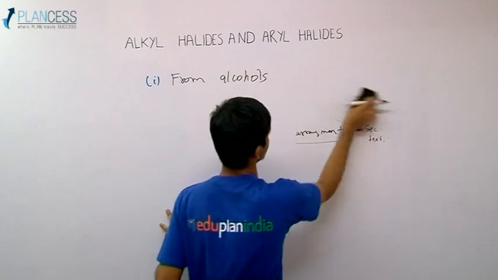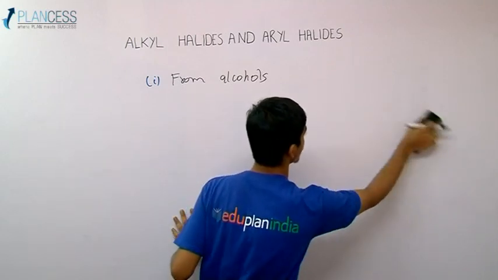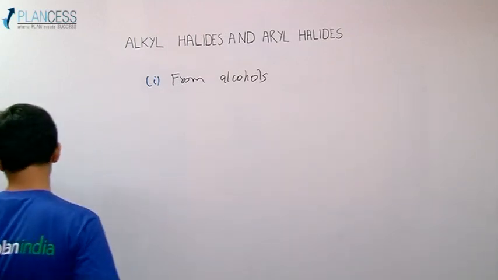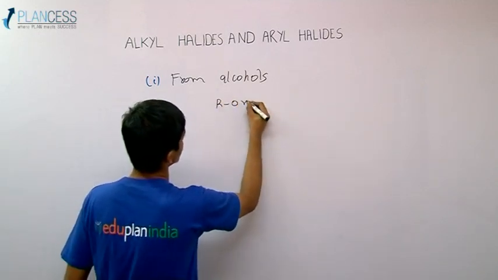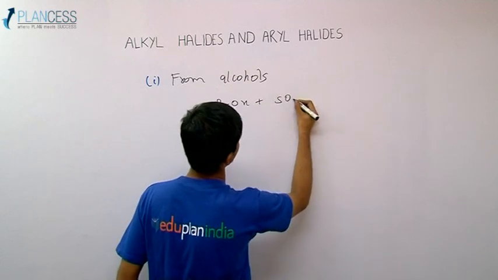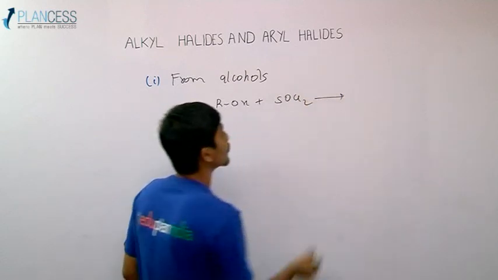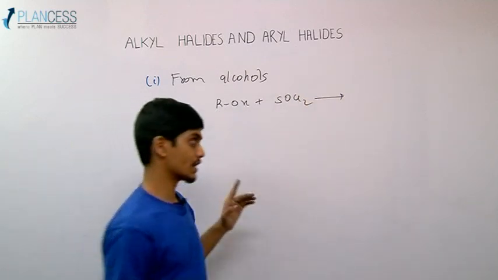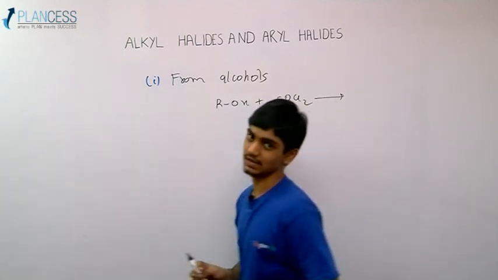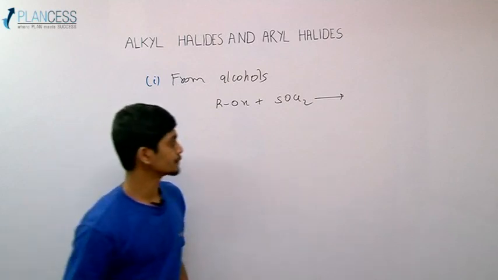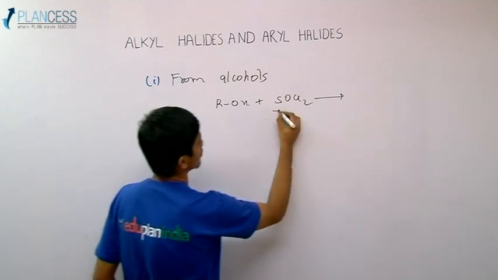Now in all we have 3 methods totally for the preparation of alkyl halides. This was one of them. Second method, if you take ROH plus SOCl2. Now tell me, what is this SOCl2? We have seen this before. This is thionyl chloride. You must have seen this in chemical bonding.